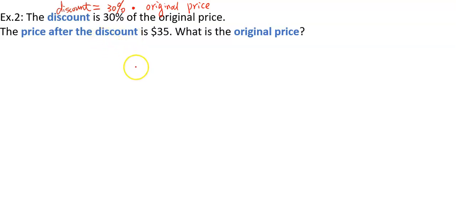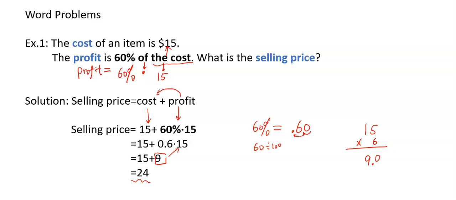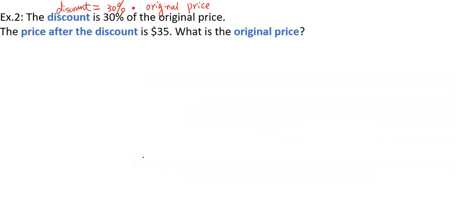This is a little different from the previous case. In the previous problem we know the cost, which is 15, so we can find 60% of the cost directly, which gives us 0.6 times 15, that's $9. And then we add $9 to 15. But in this case, discount. If we want to find the original price, the money we paid at the checkout is the price after discount. So we have to add the discount amount in order to get the original price.